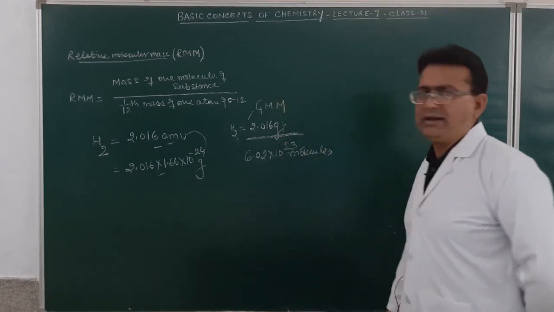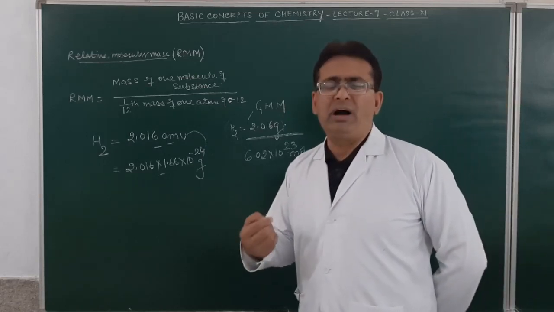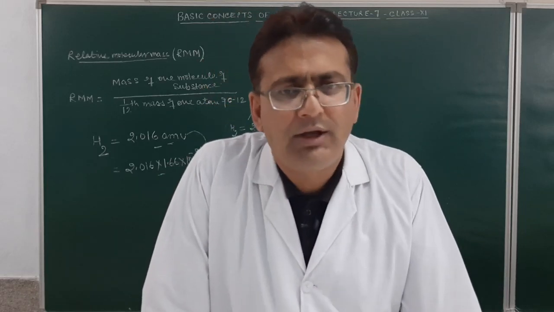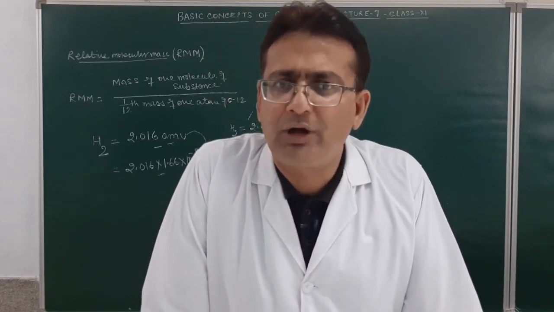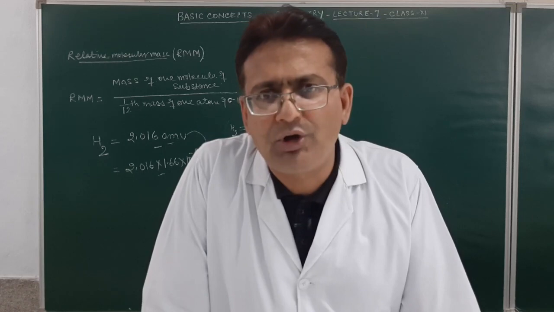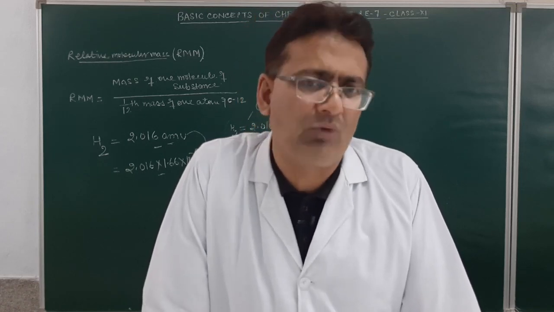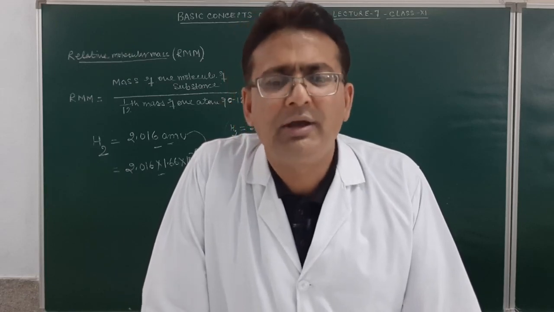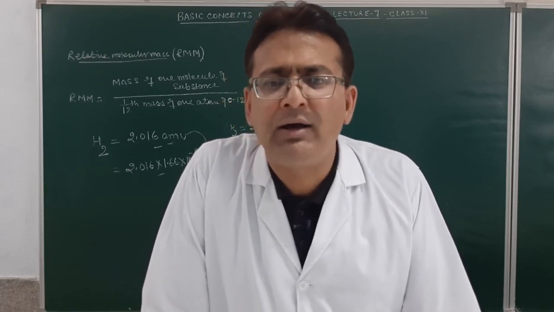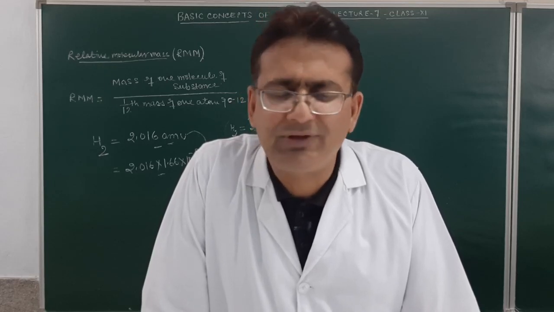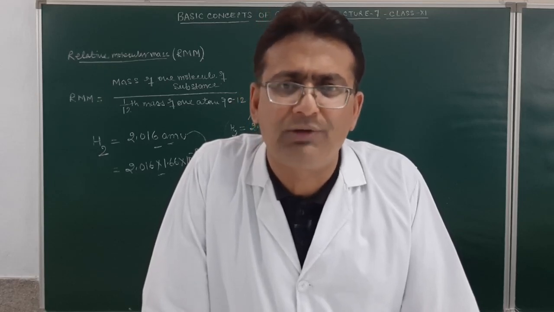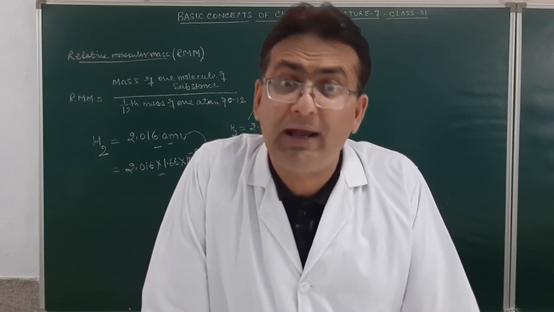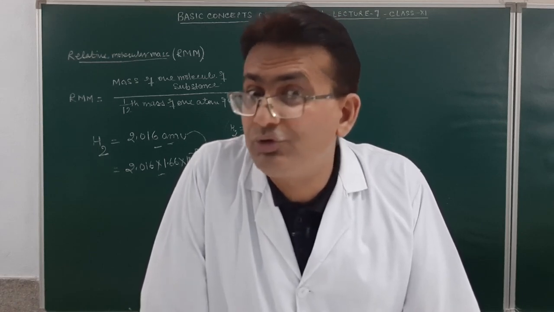I think I shall be very, very clear. Whenever the mass of 6.02 into 10 raised to power 23 molecules is expressed in grams, it is called a gram molecular mass. So how do I define the gram molecular mass? In very layman's language, the mass of a molecule expressed in gram is a gram molecular mass. Or the amount of a molecule which has the same number of molecules as the number of atoms present in 12 gram of carbon-12.